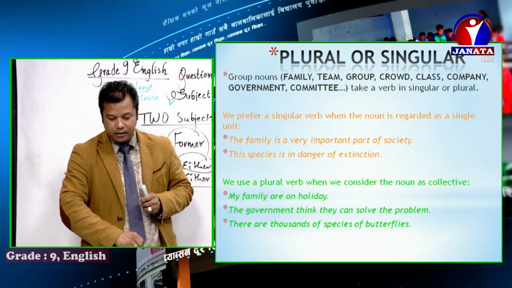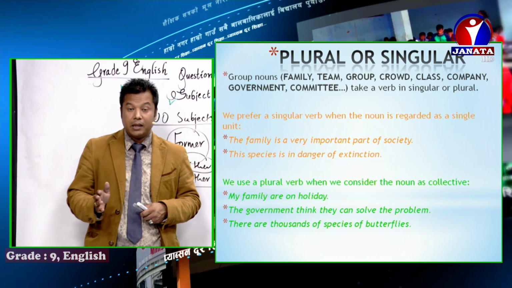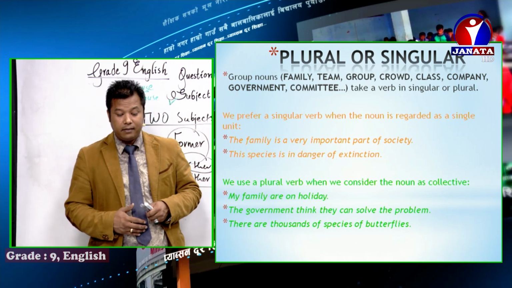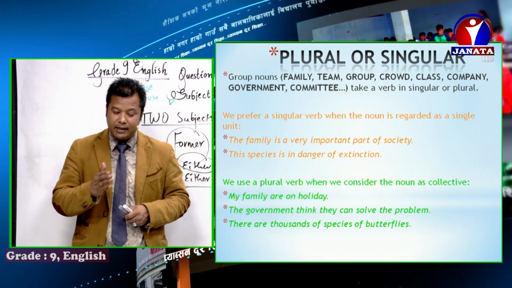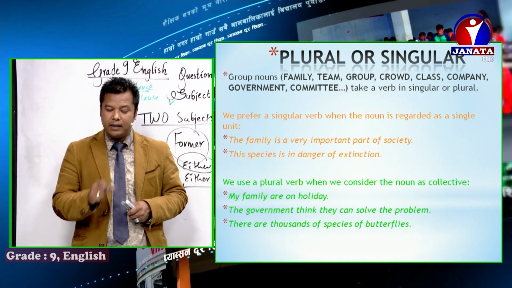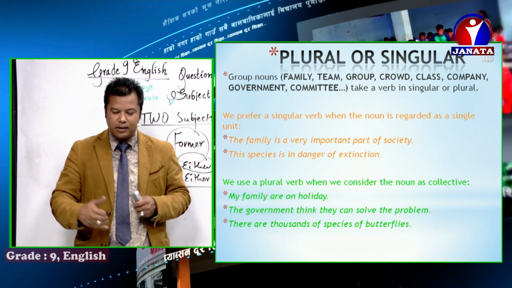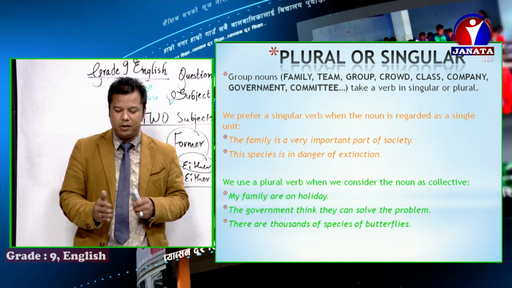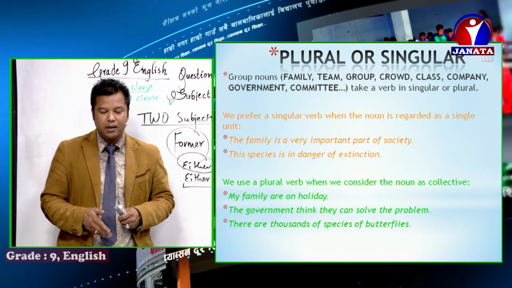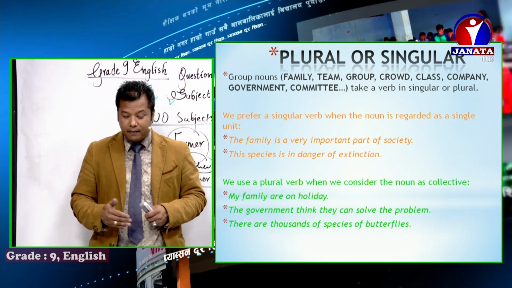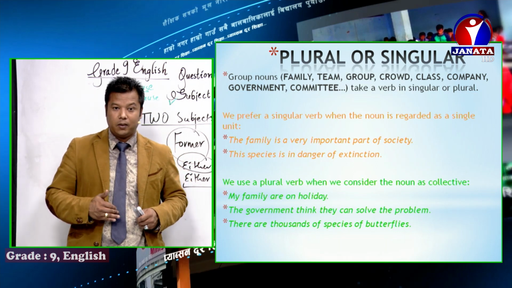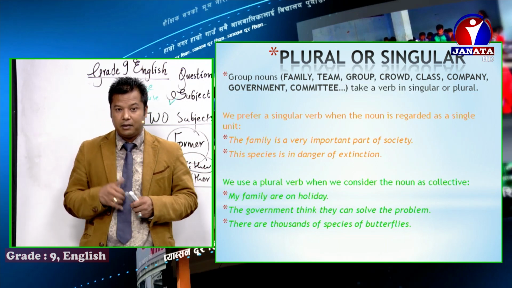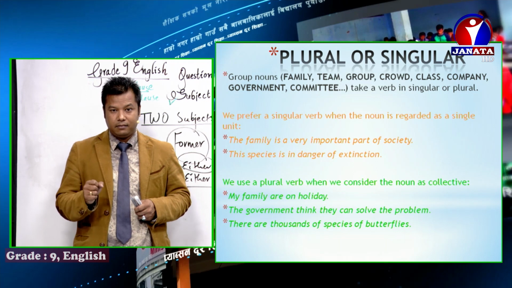All right? Now, plural, singular, sometimes we have some sort of confusion, especially with collective nouns, like here I have listed. Can you read them on your screen, please? Just read aloud for yourself. Family, team, group, crowd, class, company, government, committee. They take a verb in singular or plural. Now here comes the bang. I'm going to hit the nail on the head.